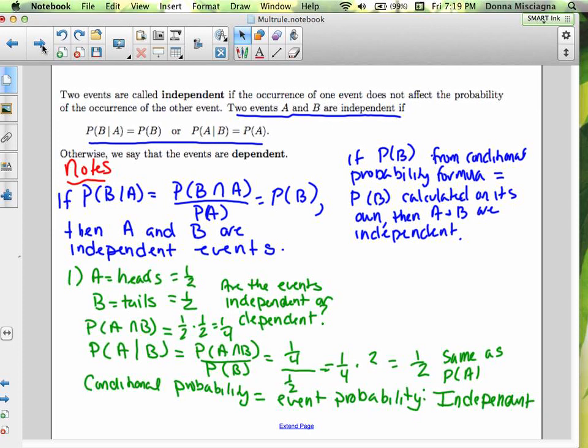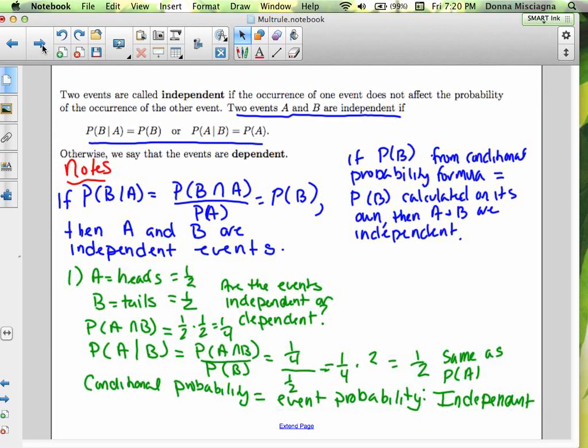All right, so here we want to know: are getting heads and tails on a coin really independent? Maybe I'm not sure. Maybe I think that getting heads influences whether or not I get tails on the next toss. Well, with this formula, you can absolutely determine whether or not it's independent. So I have to calculate the combined probability. The combined probability is the product of those two, 1/2 times 1/2, which is 1/4.